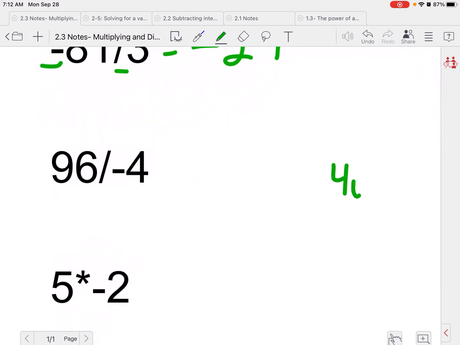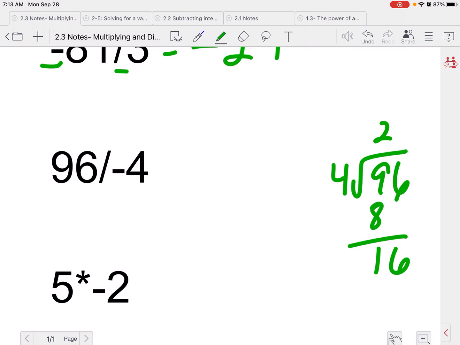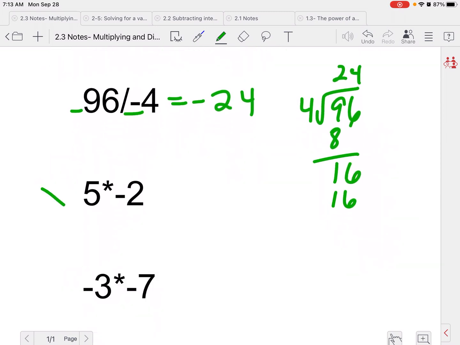96, so 4 goes into 96. 4 goes into 9 twice with 8. Bring down my 6. And that gives me, not 8, I apologize, 4, which is 16. So 4 goes in there 24 times. And I have a positive divided by a negative, so they are different signs, so therefore my answer will be negative 24. Okay, go ahead and try this next one.